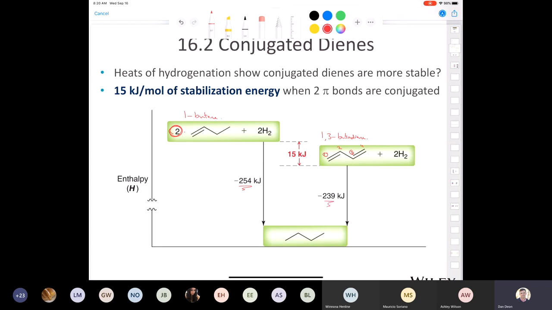And what does that tell you? That tells you that 1,3-butadiene is more stable than the two molecules of 1-butene by 15 kilojoules. Okay, so it's 15 kilojoules more stable per mole. Okay, so what's the take-home message from this slide? It's that this experiment shows why conjugated dienes are more stable than isolated alkenes, if we hydrogenate the same number of double bonds.